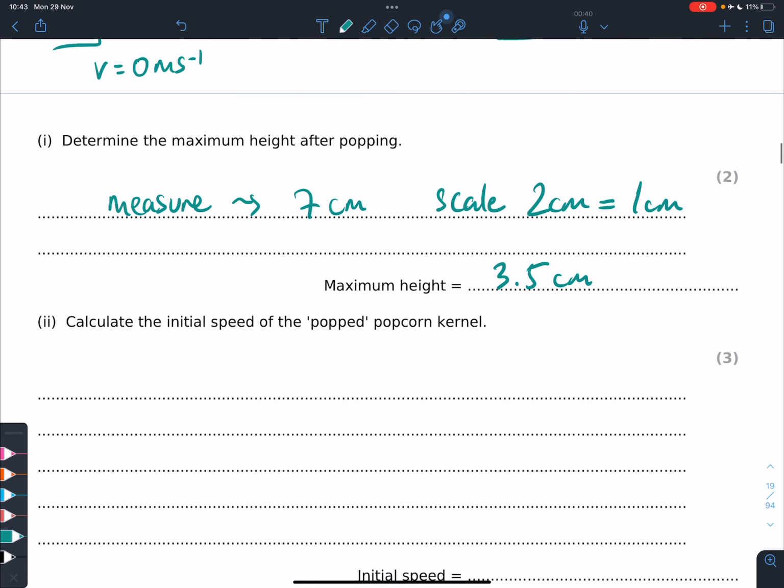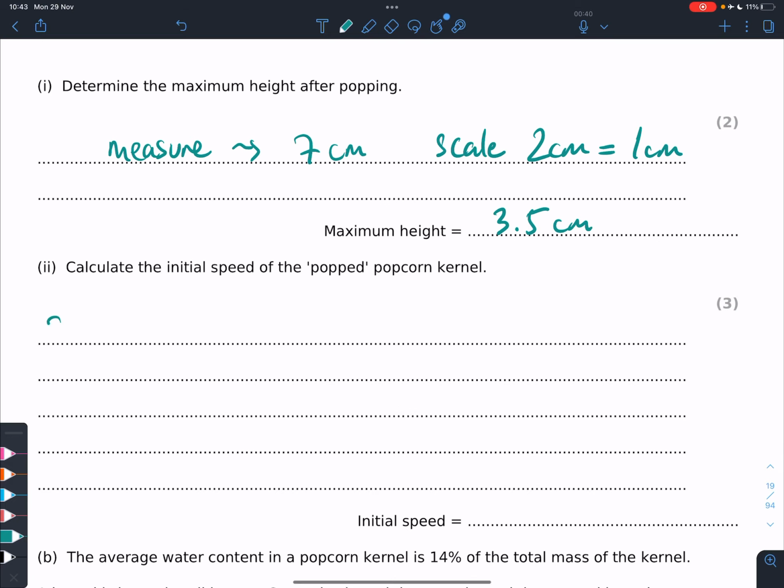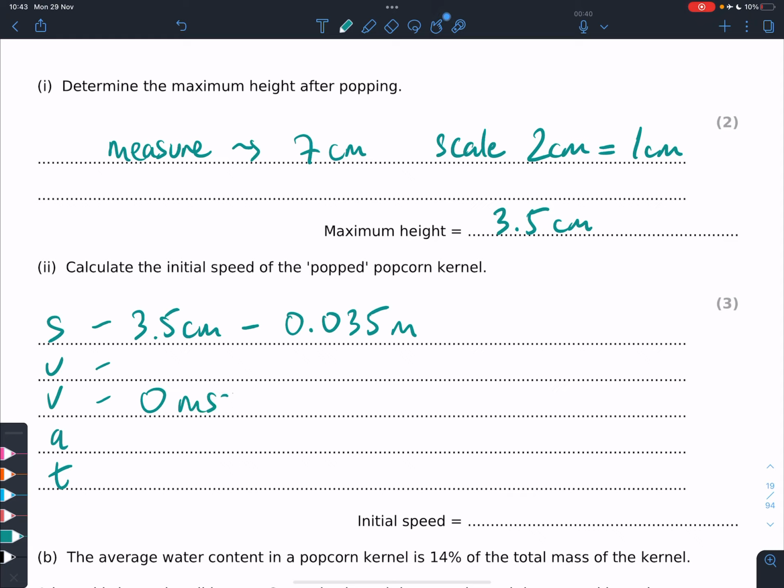Okay, calculate the initial speed. Well, here we go. We're going to have a Suvat question. And we know the maximum height is 3.5 centimeters, but we always do meters, so it's 0.035 meters. U is the initial speed, what we're trying to find out. V is 0 meters per second. Acceleration is 9.81 meters per second squared. Time, we don't need to know, because we're trying to find the initial speed.